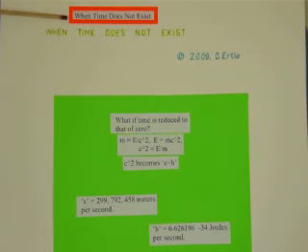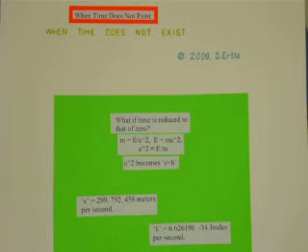When time does not exist. Copyrighted 2009 by D. Ertl. What if time is reduced to that of 0?